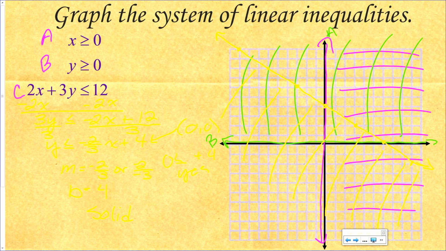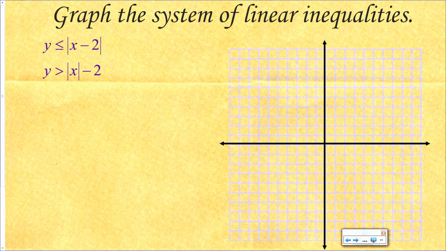So my answer is where? Right where the triangle is, where all 3 colors intersect. Right? There's my answer. Is everyone okay with that? Any questions on that one? Not too hard yet? Pretty easy? Good. Let's go to this one.